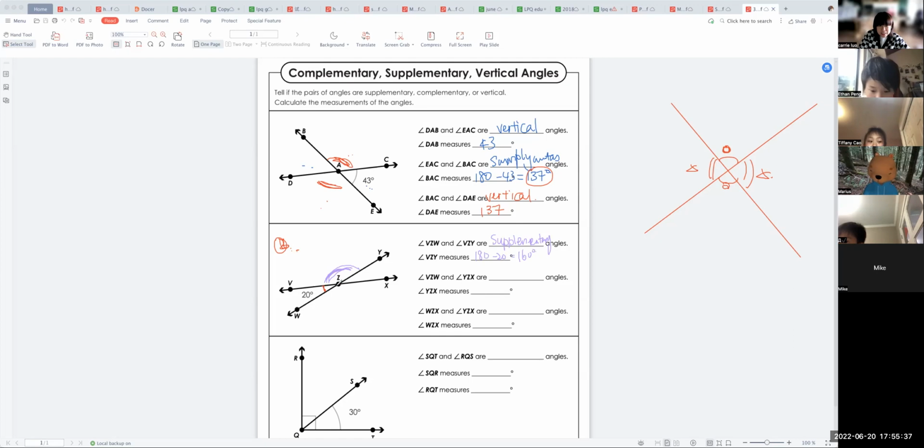So VZW and YZX. So this one, what are they? What is the name of the angle? Vertical. Very good, vertical angles. So that's why, because they're vertical, they are equal together, sorry, the same. Okay, so let's take a look at the last one.